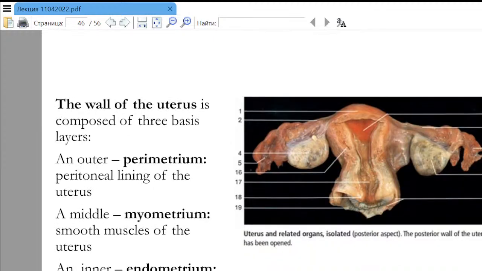The wall of the uterus is composed of three basic layers. At the outer, perimetrium, the peritoneal lining of the uterus. Middle, myometrium, smooth muscles of the uterus. And inner, endometrium, the mucosal membrane of the uterus.